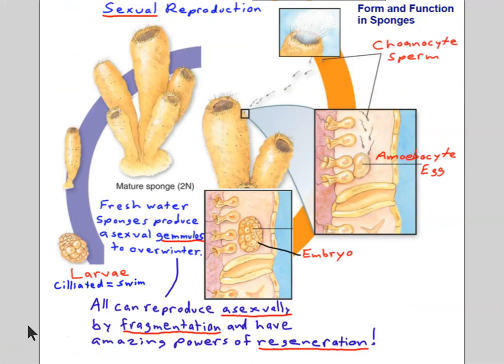Finally, we're looking at reproduction in sponges, and they can reproduce both sexually and asexually. So let's just take a look at asexually first. They can all reproduce asexually by fragmentation.